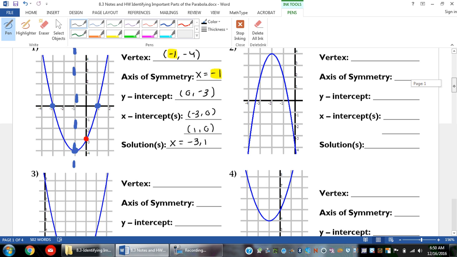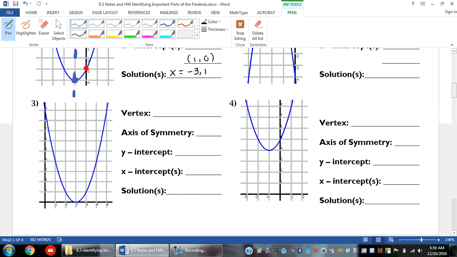Okay, let's go ahead and do number 3. All right, so again, my vertex, remember, is the lowest or highest point on my graph, and that is 3, comma 0. The axis of symmetry is the equation of that vertical line that cuts my parabola directly in half. Again, it always goes through the vertex. That's why it's x equals 3. My y-intercept is the point on the y-axis, and that looks like it is 0, comma 9. Here I only have one x-intercept, so it's going to be 3, comma 0. It's actually the vertex. Since I have one x-intercept, I'm only going to have one solution, and that solution is going to be x equals 3.